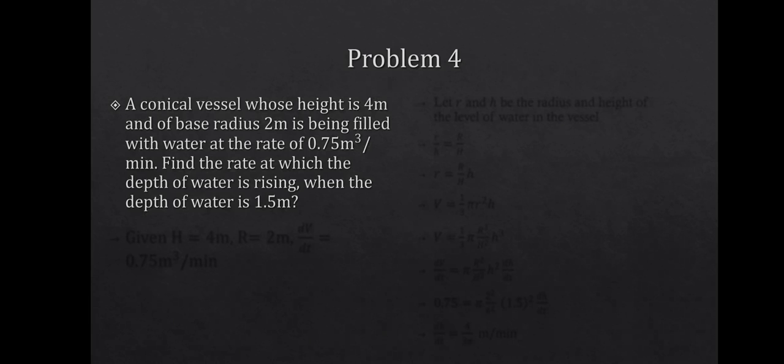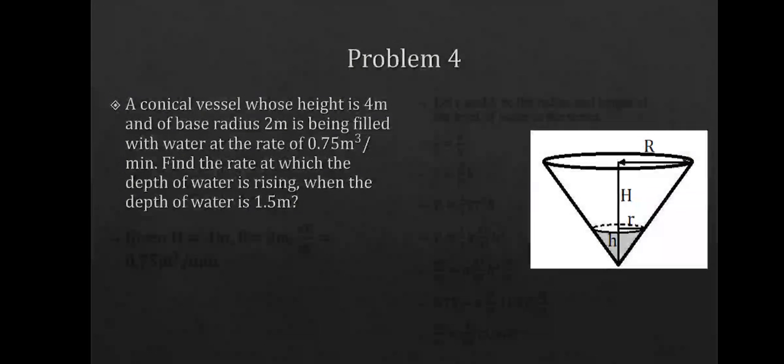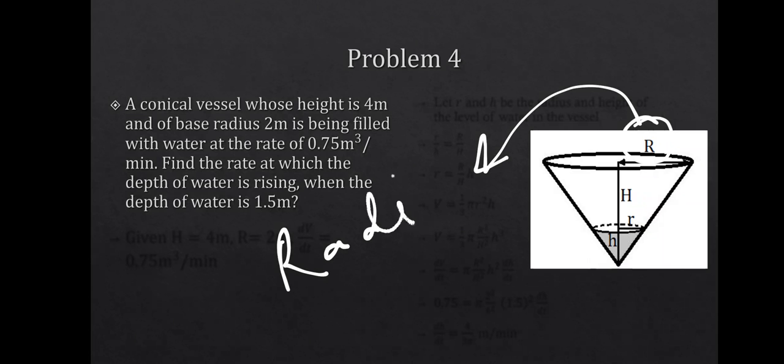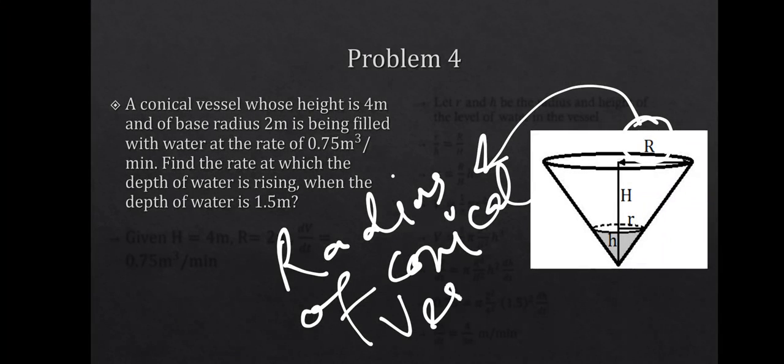So now before we understand anything, let us first draw the cone. When I am talking about a conical vessel, let me first draw a cone. So this is the cone that I am talking about. So understand what are the things here. Let us understand the terms here. So what is capital R? Capital R, this is the radius of the cone, the radius of the conical vessel. Fine. Capital R is the radius of the conical vessel.